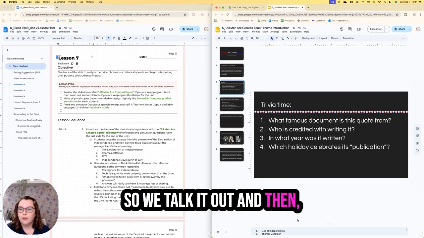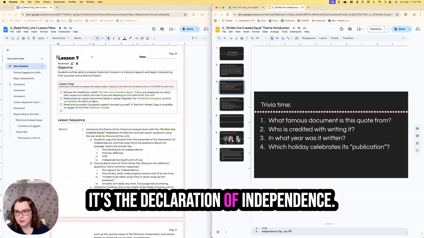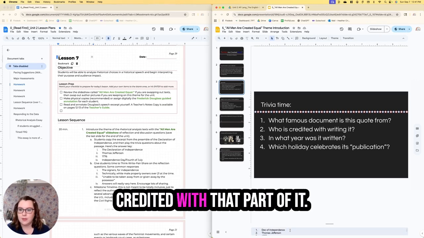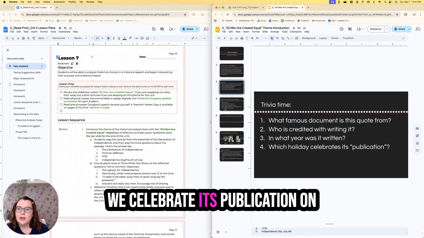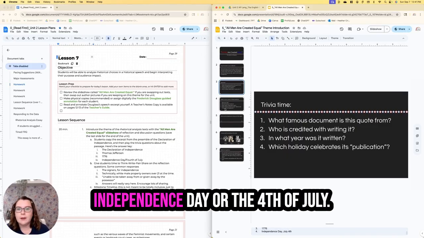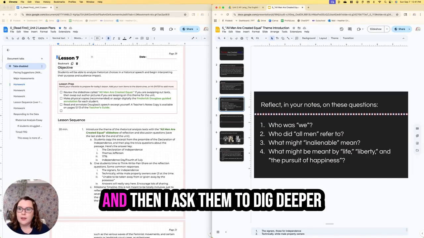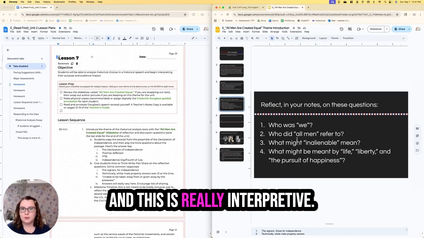So we talk it out and then share out the answers. It's the Declaration of Independence. Thomas Jefferson is credited with that part of it. 1776 is when it was written, and we celebrate its publication on Independence Day, or the 4th of July. Then I ask them to dig deeper into some of the words in that, and this is really interpretive.